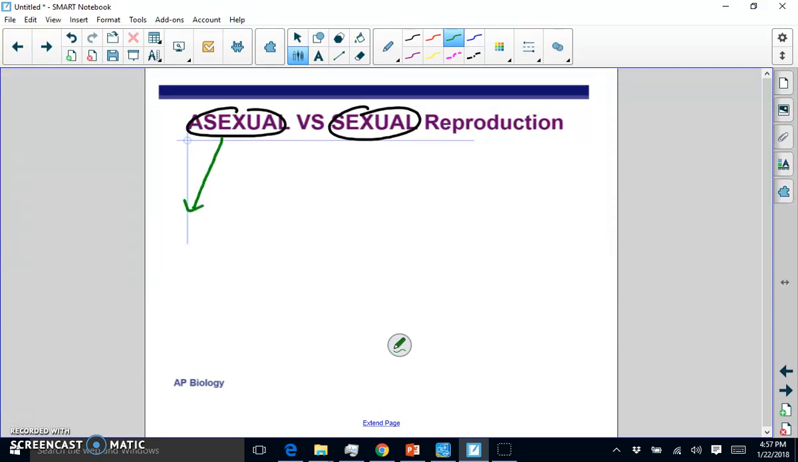asexual reproduction. There are two main advantages to asexual reproduction. First of all, it's quicker, right? We've seen that bacteria, I've told you that bacteria reproduce asexually, and they can reproduce in a matter of minutes. Many, many more bacteria. Okay? It also requires less energy. So those are the two advantages of asexual reproduction.